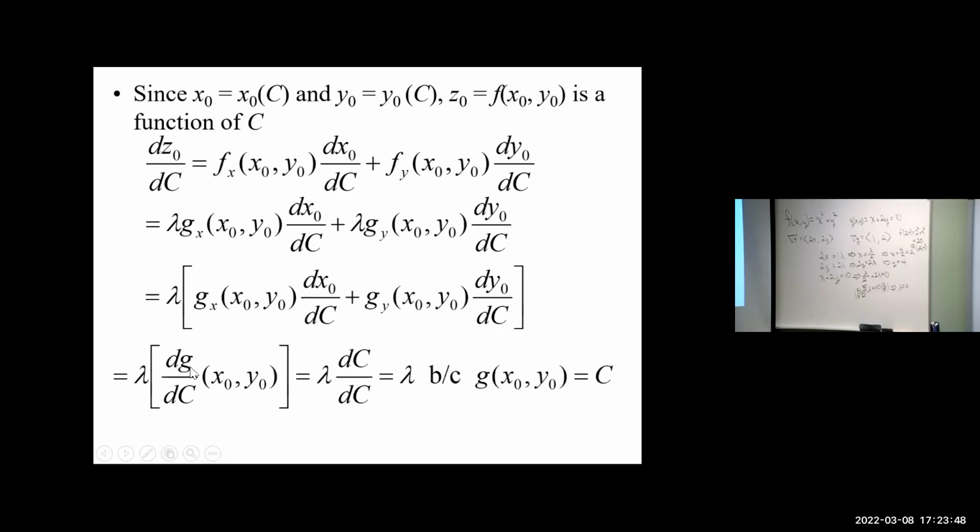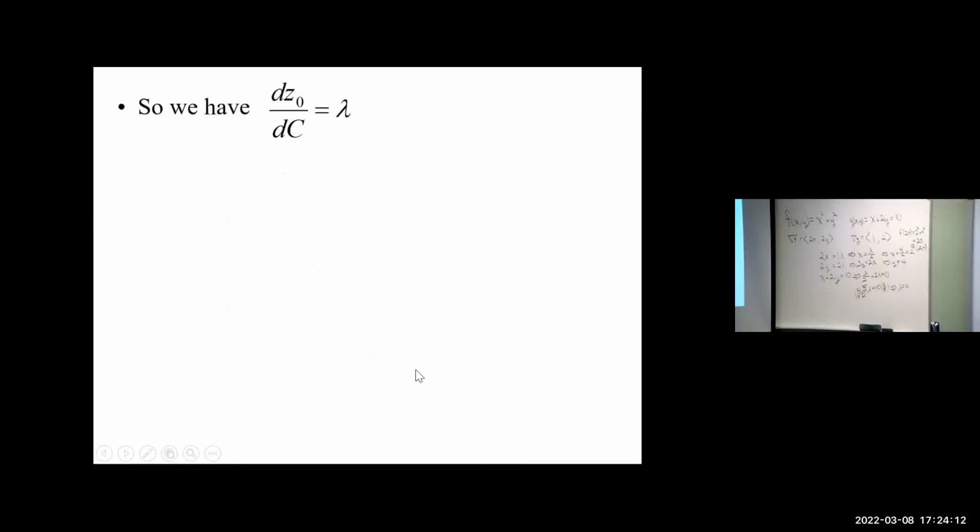But g is the constraint equation. So basically you end up with a change in constraint with respect to a change in constraint. Now, this is a little bit of hand waving here because we haven't done the chain rule yet. But what I want you to take is what we started with and what we ended with. This is the most important part.